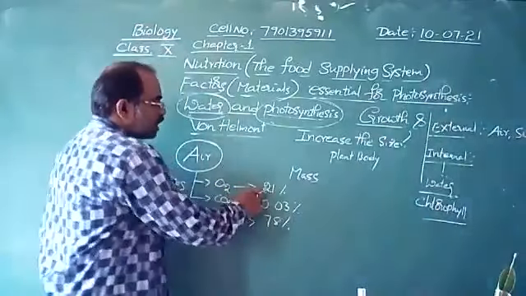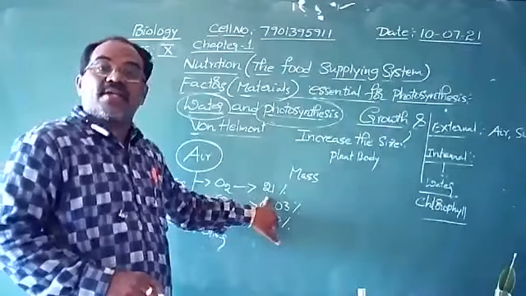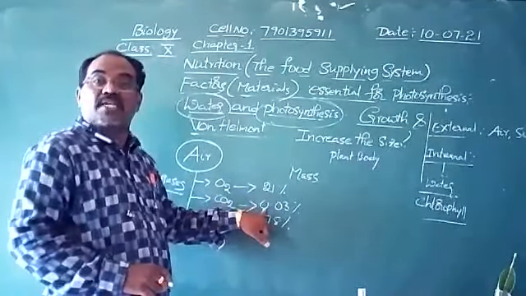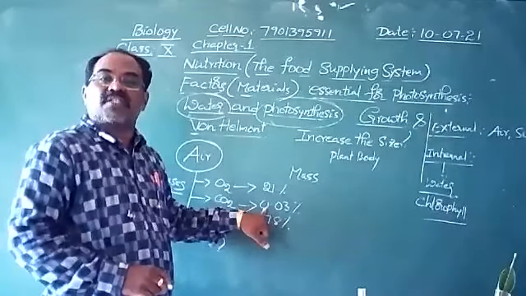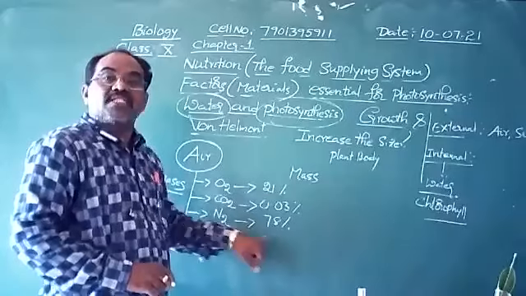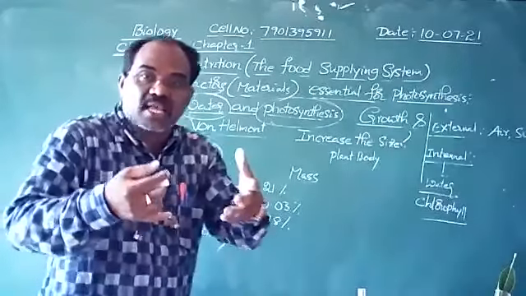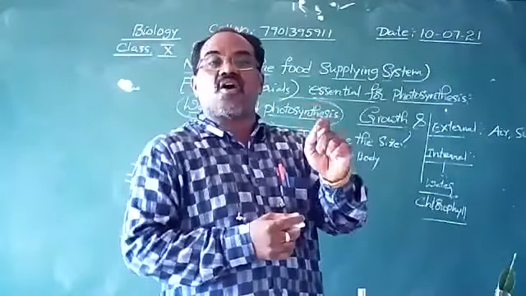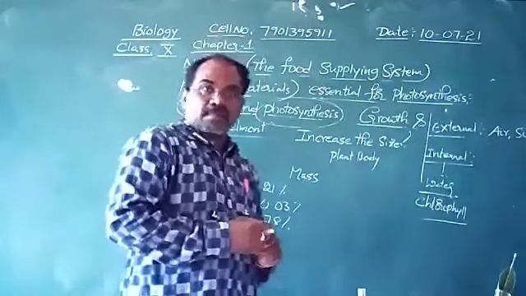Okay. What is the percentage of oxygen gas in the atmospheric air? 21%. What is the percentage of carbon dioxide in the atmospheric air? 0.03%. What is the percentage of nitrogen gas in the atmospheric air? 78%. Other gases are inert gases like helium, neon, krypton, xenon, argon, and water vapor.